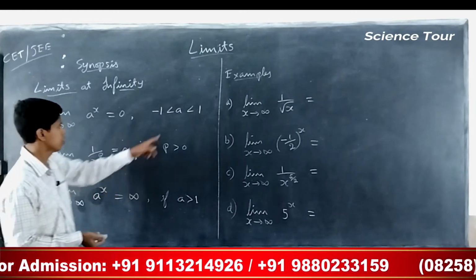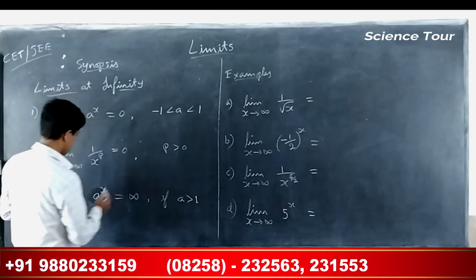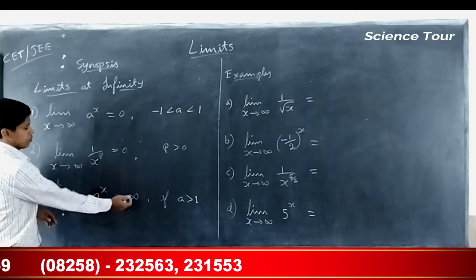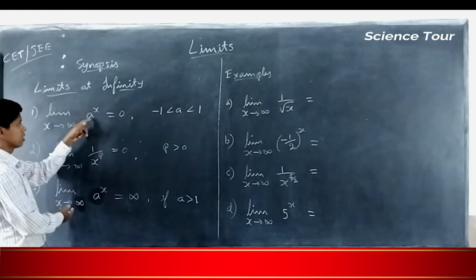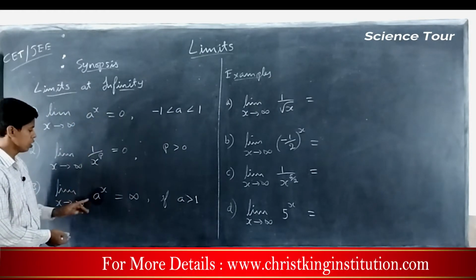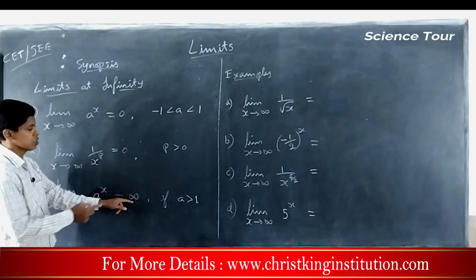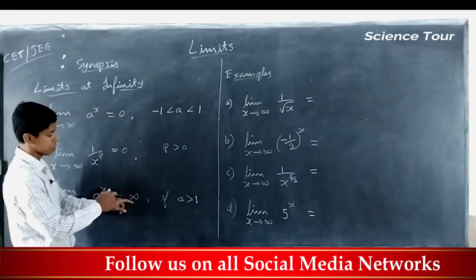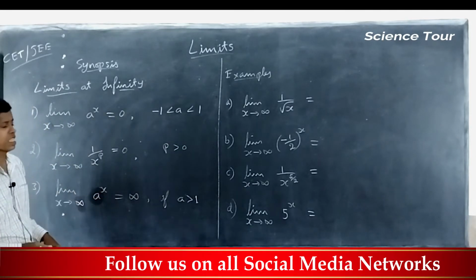What if a is greater than 1? If a is greater than 1, you will get infinity. So it is similar, but the condition differs. If a is in between minus 1 and 1, then it is 0. If a is greater than 1, then you will have infinity. If a is less than minus 1, it will be minus infinity, which is not so necessary here.